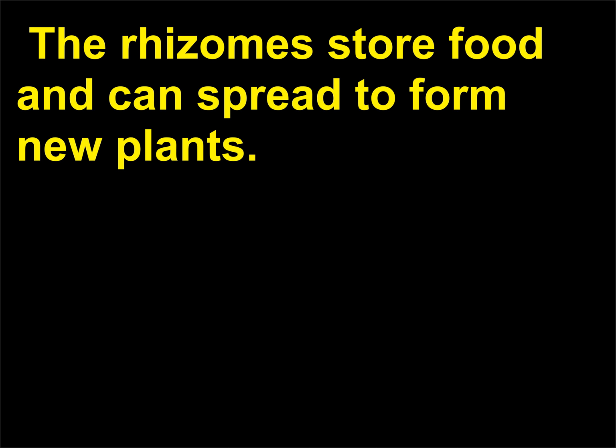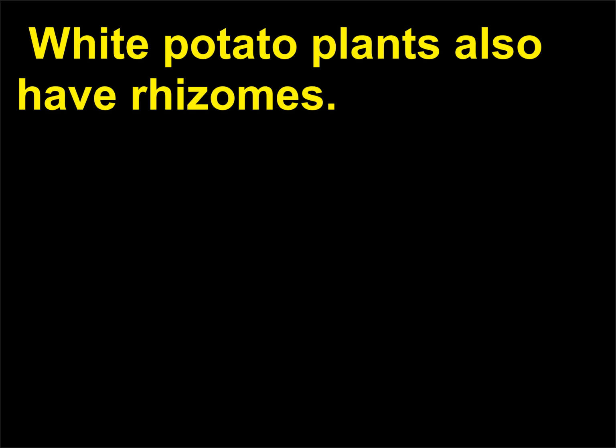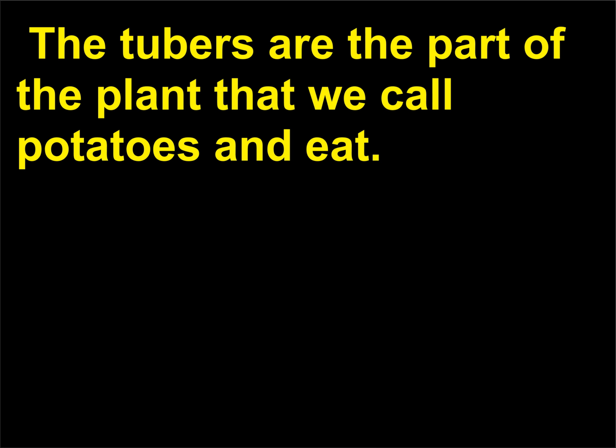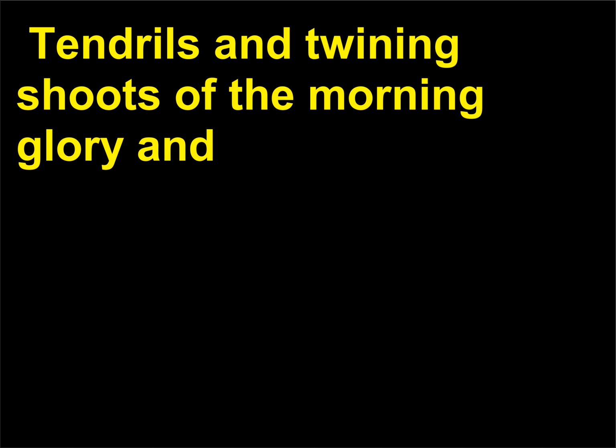The rhizomes store food and can spread to form new plants. White potato plants also have rhizomes. The rhizomes of the white potato plant end in large, round structures called tubers. The tubers are the part of the plant that we call potatoes and eat. Tendrils and twining shoots of the morning glory and sweet potato coil around objects and help support the plant.